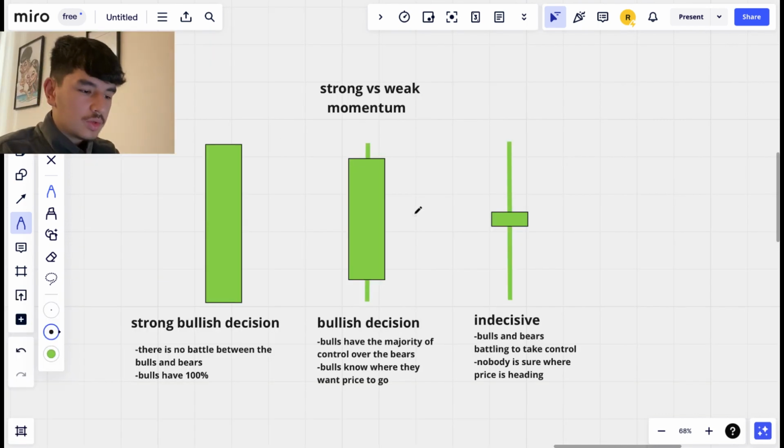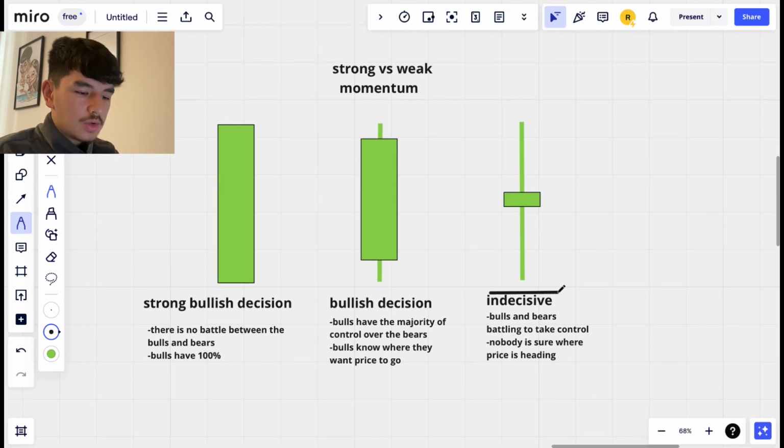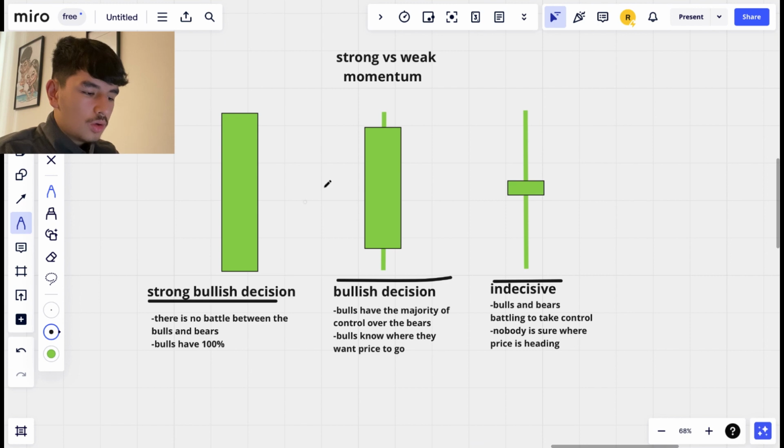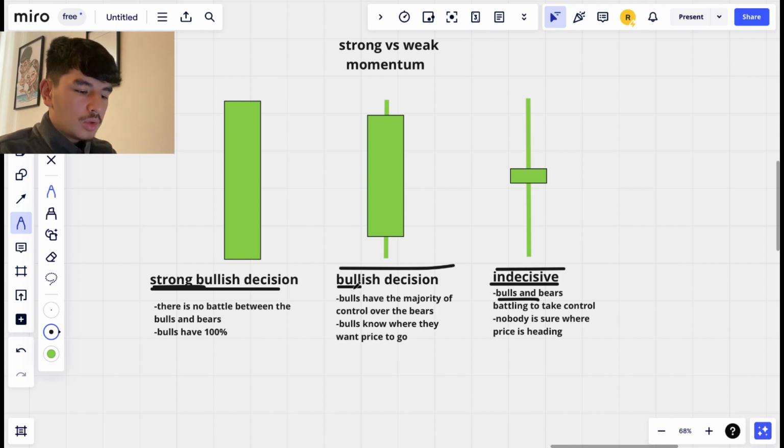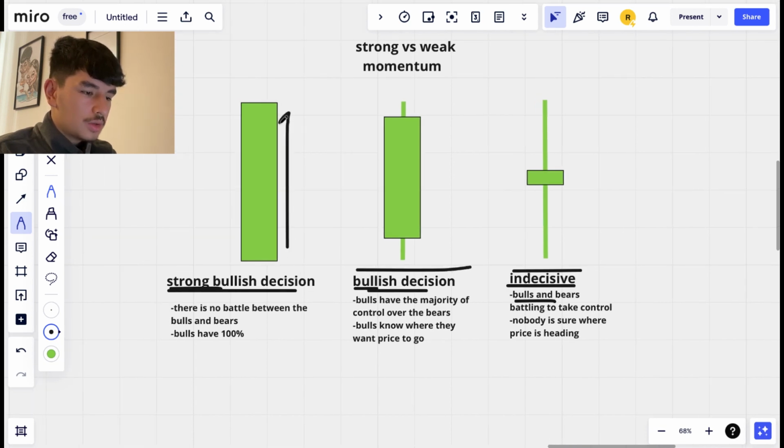Now there's three main types of these candlesticks. There's an indecisive candlestick, which is like the one I've just shown you, and then there's a bullish decision candlestick, and then a strong bullish decision candlestick. All these can be reversed to bearish, so that can be a bearish decision and that can be a strong bearish decision. And the difference between them all, the indecisive candlestick is bulls and bears battling to take control, but nobody's sure where they want price to head. And then with a bullish decision, bulls have the majority of control. Bulls know where they want price to go. And then the strong decision candlestick is there is no battle between the bulls and the bears.